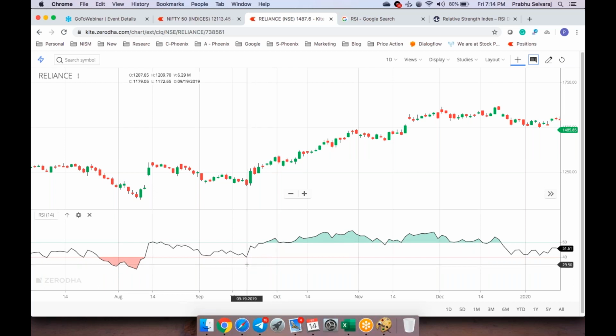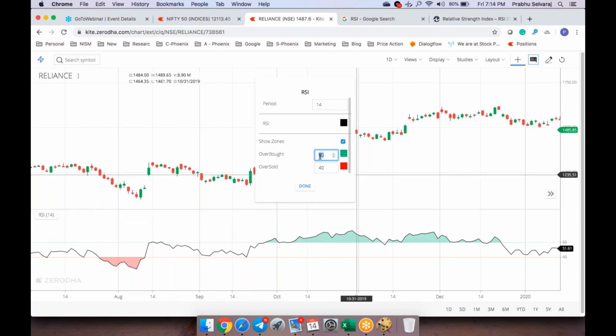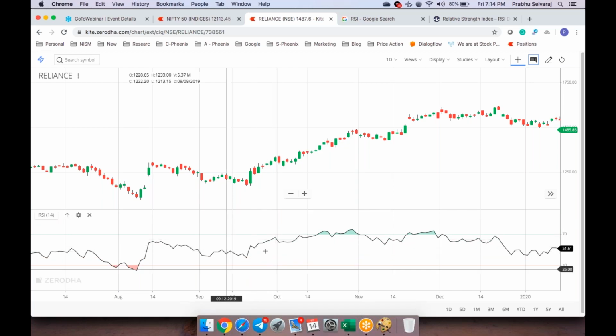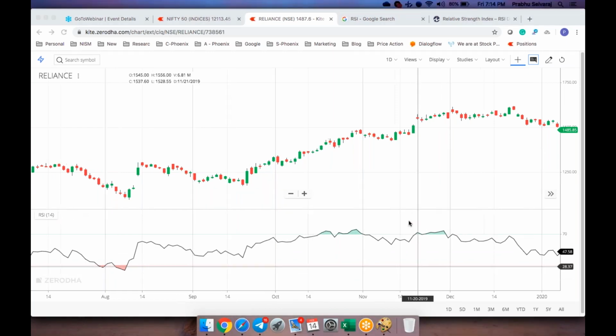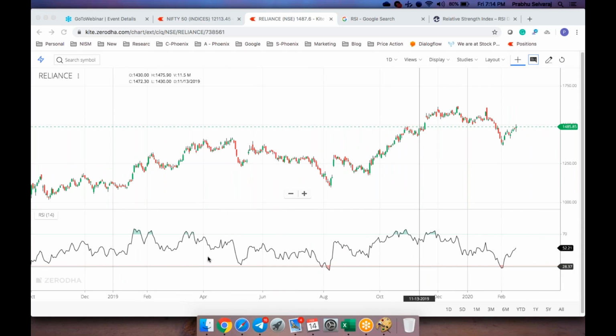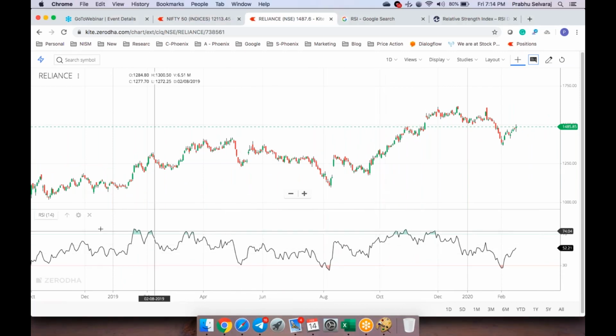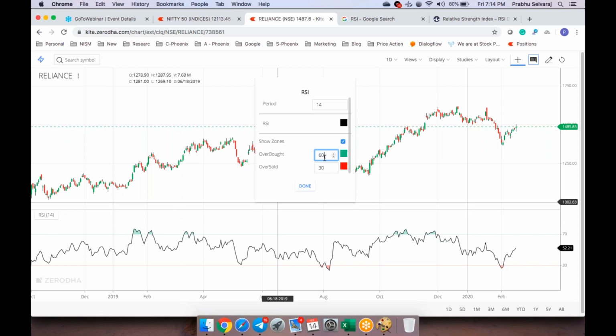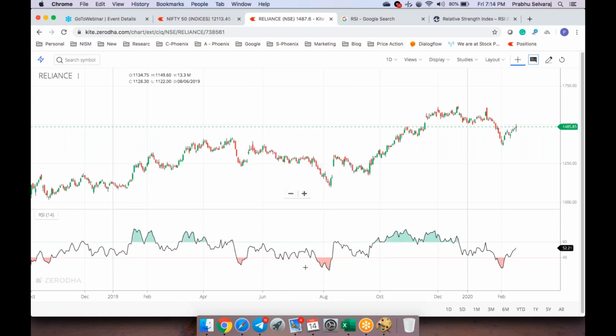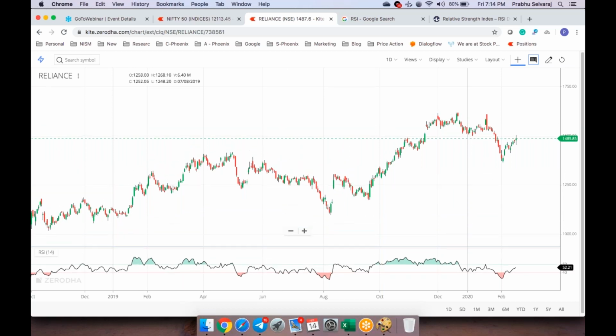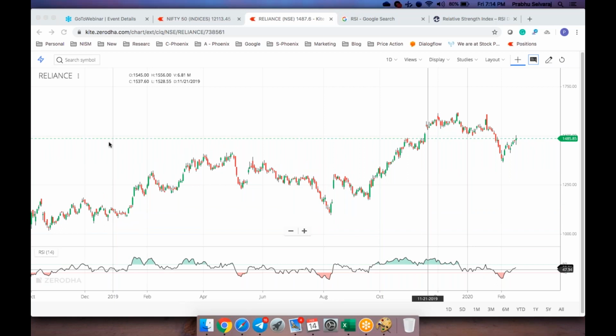Now why 40 and 60? Why not 70 and 30? Change it and check 70 and 30, where the normal analyst does it. You will not get that accuracy. Look here, there is nowhere it is providing support. It is all trading in between. But if you change to 60 and 40, you get so much resistance and support where RSI is acting. So it's a proven calculation method, with proven numbers it is supposed to use.